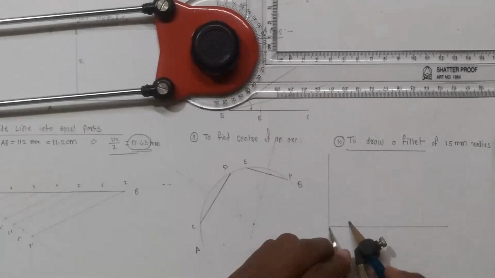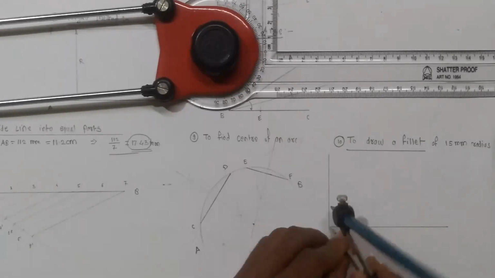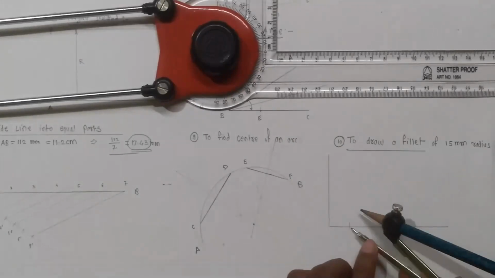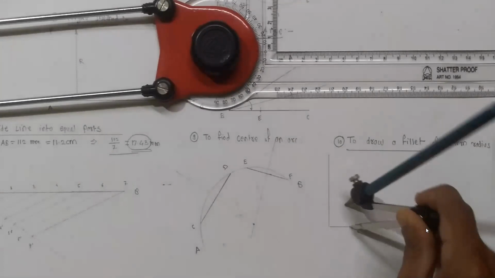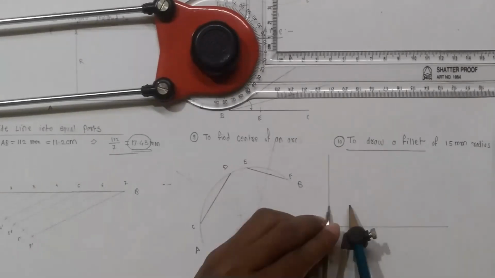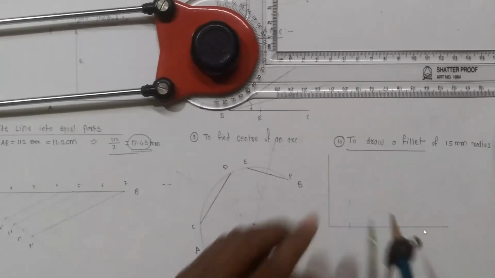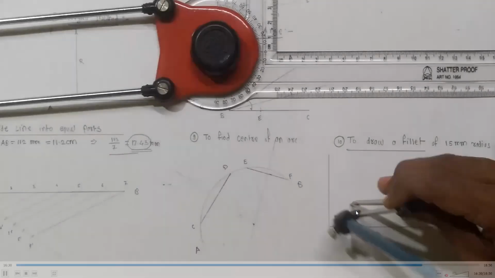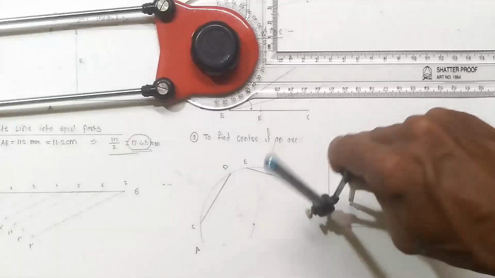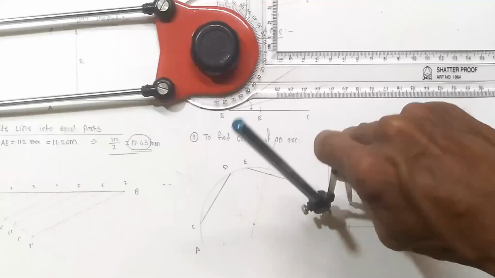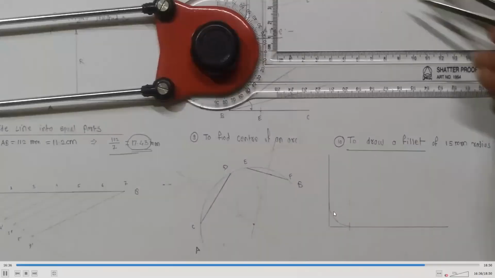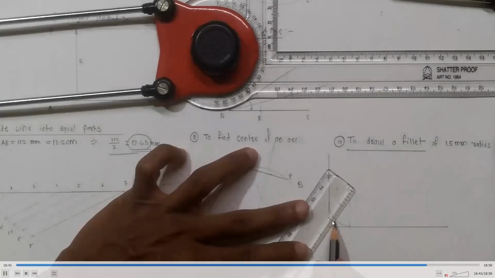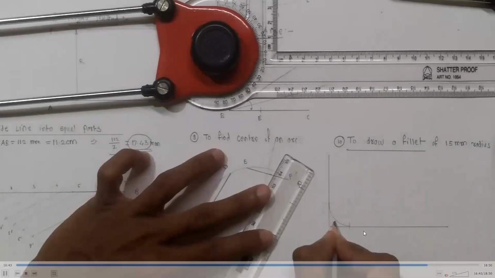So first, take the distance 15 mm and cut the arc on the horizontal and vertical line. Now find out this center, and from this center you can draw this circular arc and its radius is 15 mm. Okay, so this arc right now is tangent to the horizontal as well as the vertical line. So such type of arc is called a fillet.